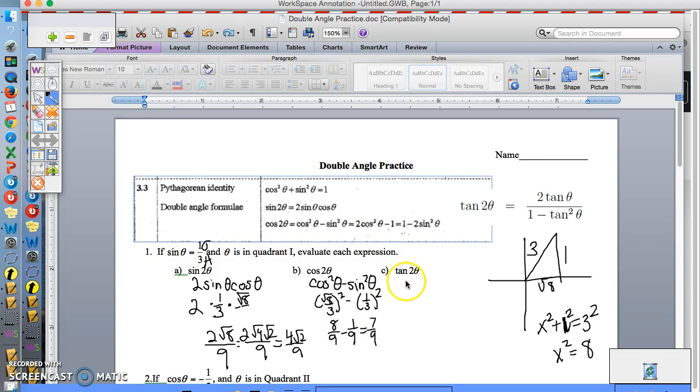And our tangent, we could use our formula, or we could think of it as the sine of 2 theta over the cosine of 2 theta, because we have these. So we have 4 root 2 over 9 divided by 7/9, and we keep the numerator and multiply by the reciprocal. So we have 4 square root of 2 over 7.